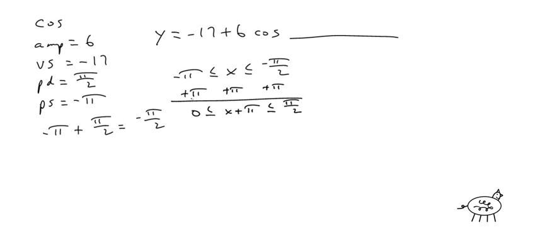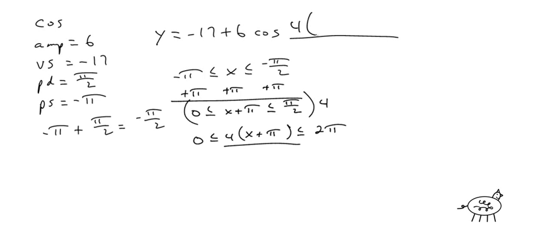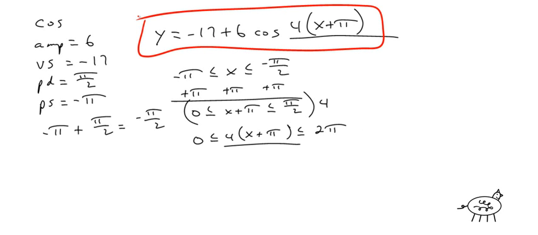Our next goal is to get that pi over 2 to be 2 pi. So I'm going to multiply it by 4, right? That gives me 2 pi. So I get 0 less than or equal to 4 parentheses x plus pi, less than or equal to 2 pi. That's our goal, and so that's our blank. So it's 4 parentheses x plus pi, and then that's our answer. Not too bad, right? Okay, let's try one more here.